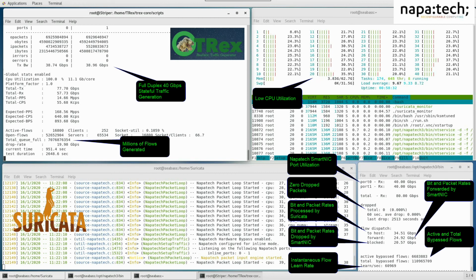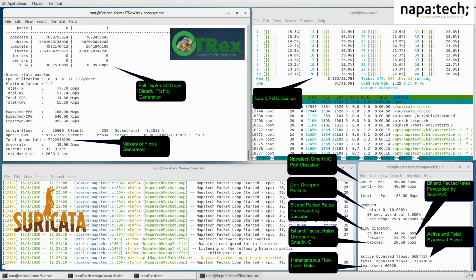concurrently in the hardware. Another important thing to look at is that the CPU utilization is very low. It's really because much of the traffic is being forwarded or bypassed because it's not of interest to Suricata.